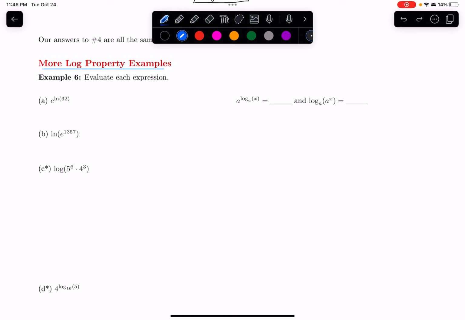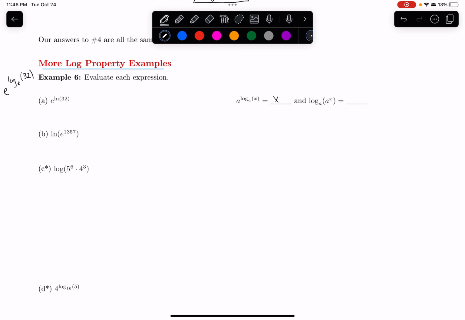All right, so in part A, I have e to the ln of 32. So ln of 32 is the exponent. One of the things I want to notice is that ln just means log base e. So I have e to the log base e of 32. We've seen stuff like that before, when I have a base and that whole thing is being raised to a log in the exponent, and the base and that log base are the same. Because they're inverse functions, they undo each other, and you're just left with the x. So that just equals x.